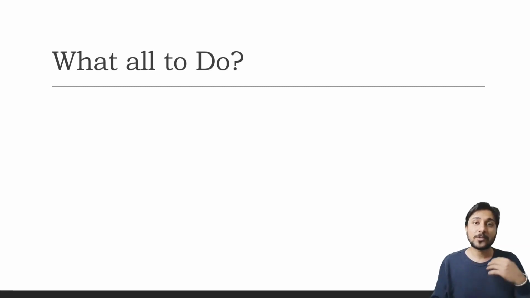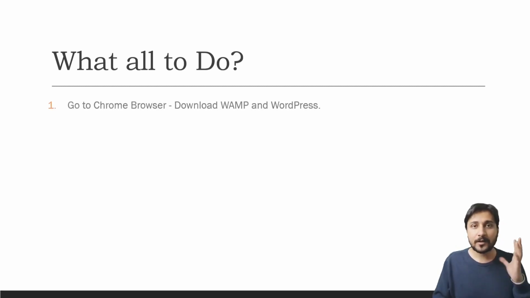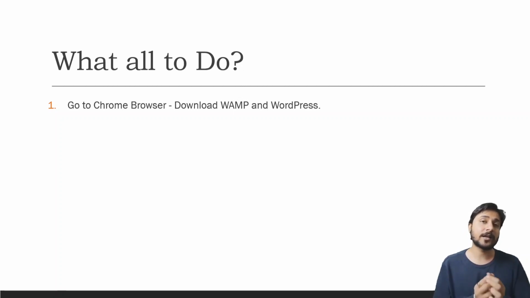So just to give you an idea before we actually dive into the practical stuff, let's take a look. First, you need to go to your Chrome browser or probably any browser, right, for that matter. Download the WAMP, download the WordPress, and after that you have to install the WAMP. So WAMP is the server.